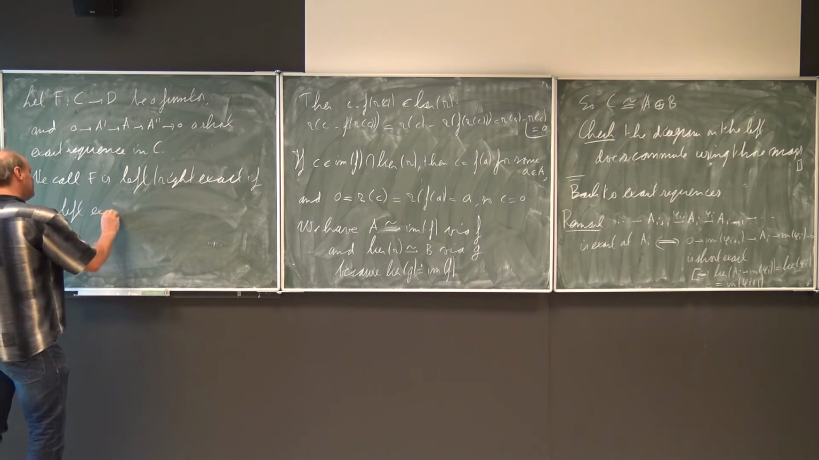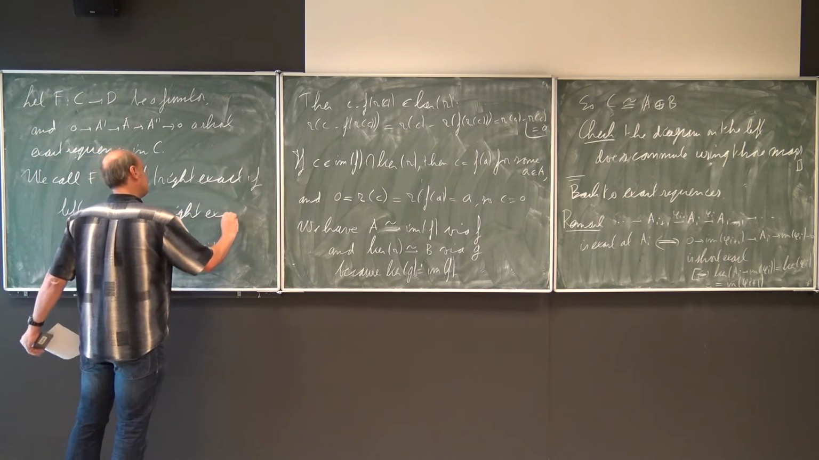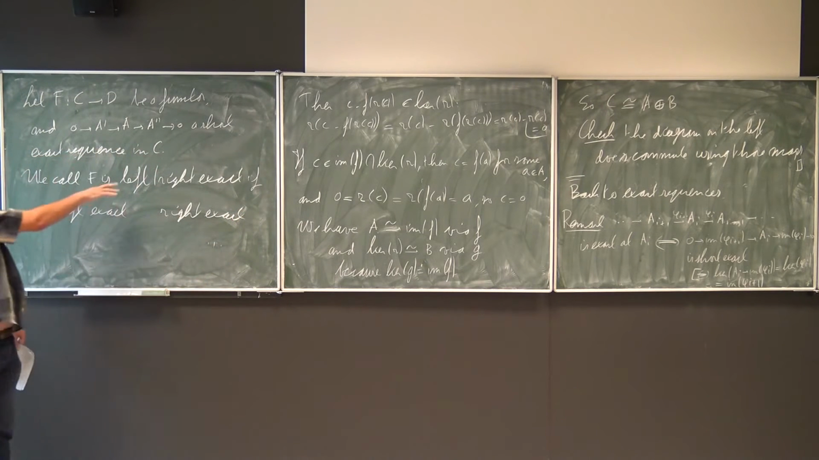Left exact, right exact. So the statement will be called left or right exact if the sequence that I will be writing down in this table is exact in the appropriate case. So here we have F covariant, and here we have F contravariant.